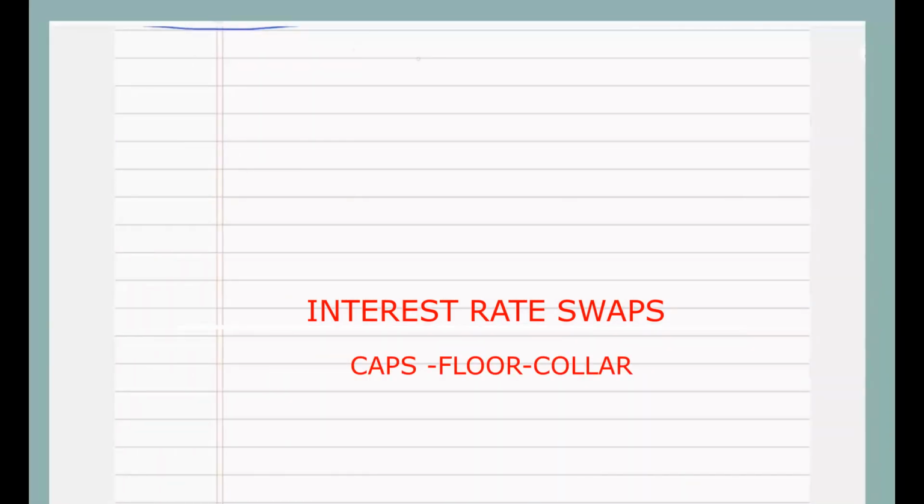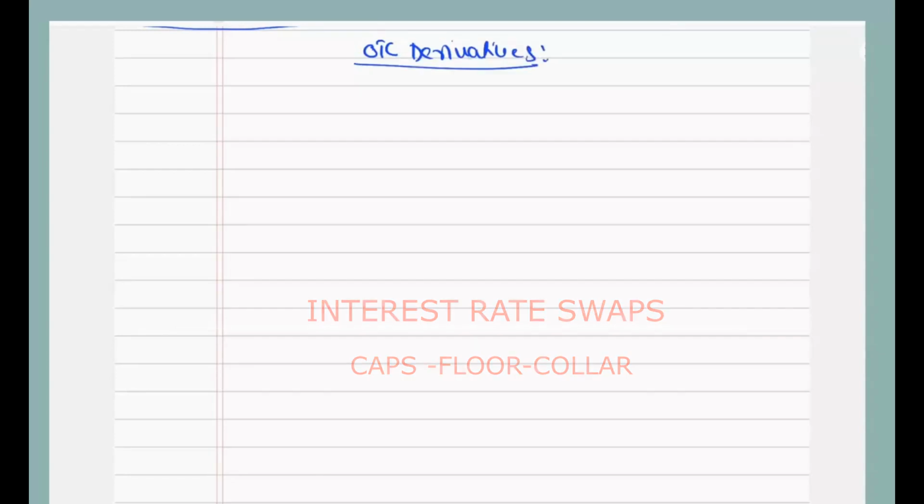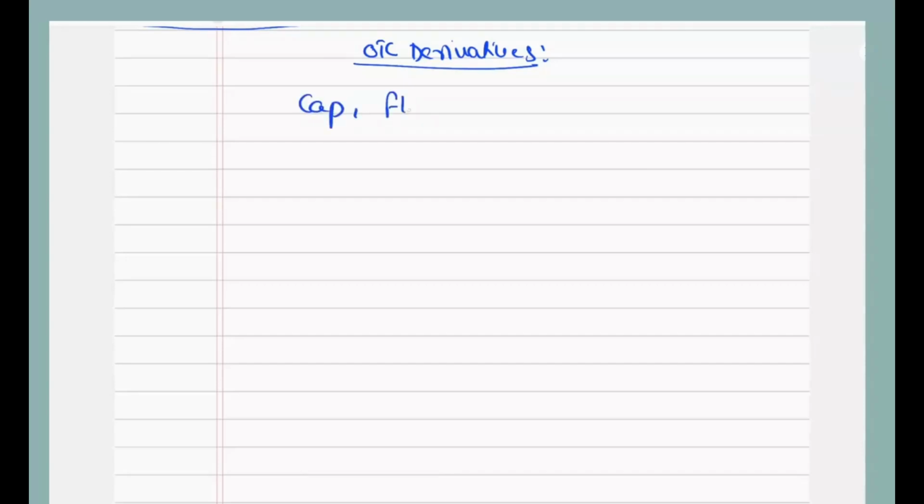So here we are going to see OTC derivative instruments. What is OTC? OTC is over the counter, right? It's the over the counter market. In this case, we'll be seeing the concepts of cap, floor, and collar, and we'll be seeing interest rate swaps.